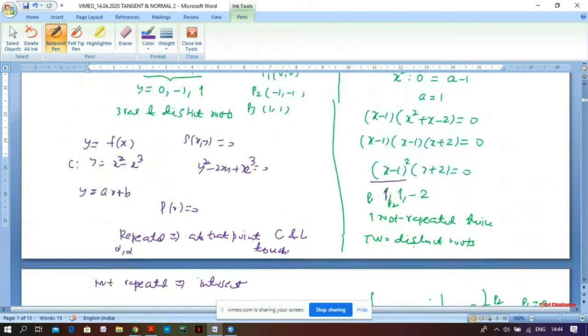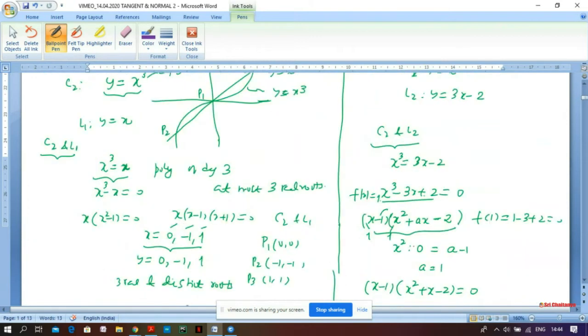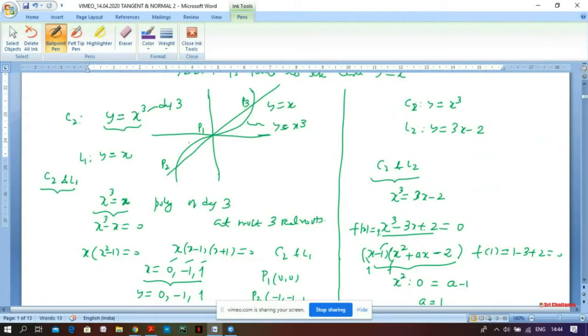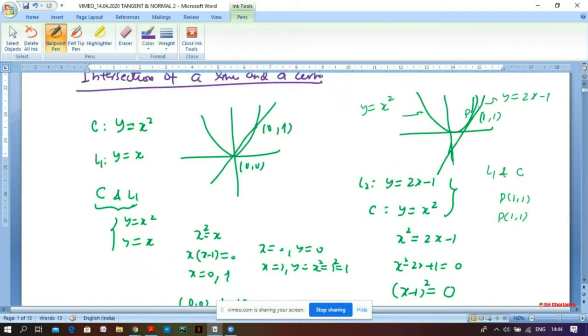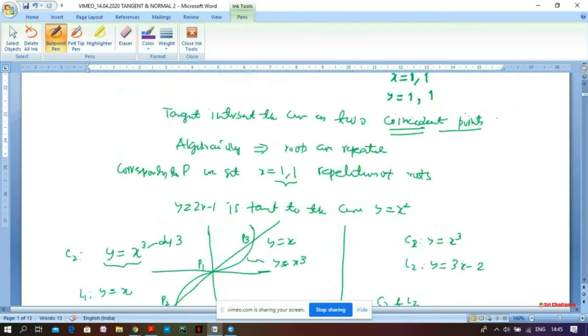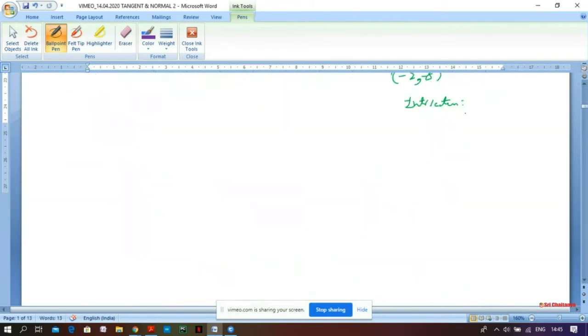And in the first example, y equal to x was intersecting, but y equal to 2x minus 1, that line was tangent. So we drew it here that 2x minus 1 was indeed a tangent at the point 1, 1. So it means this line meets at just one point, not at 2 points. Both are coincident. Okay. With this background, and one more thing, we will proceed.